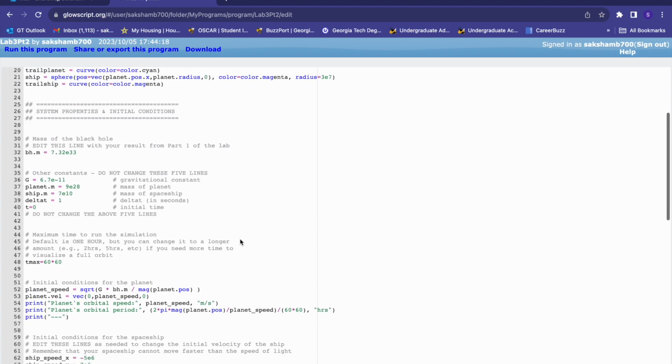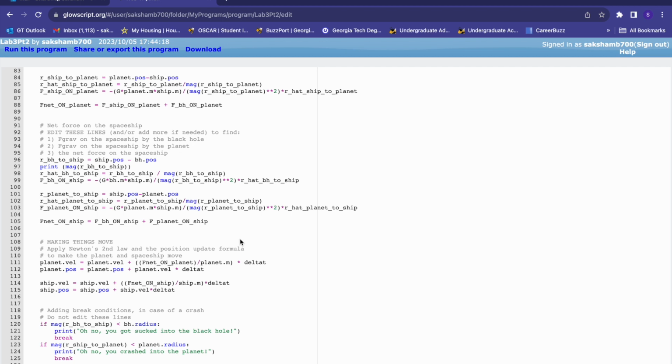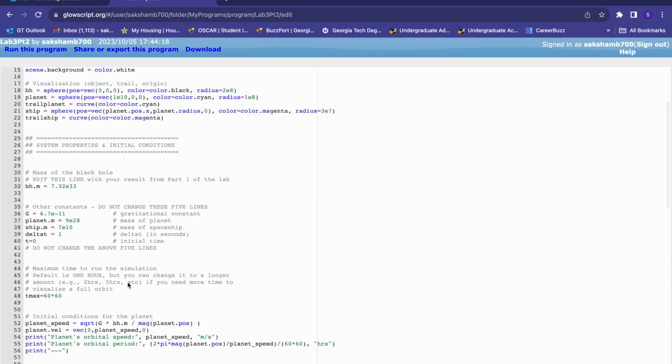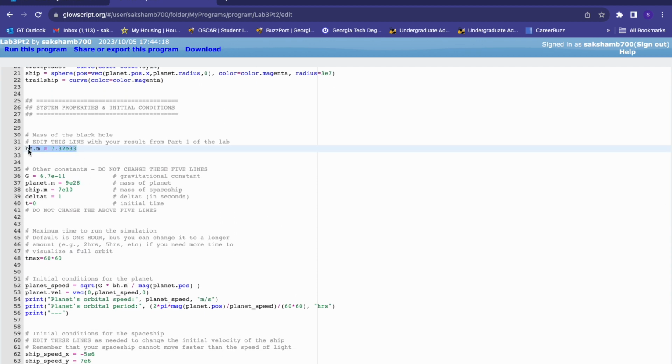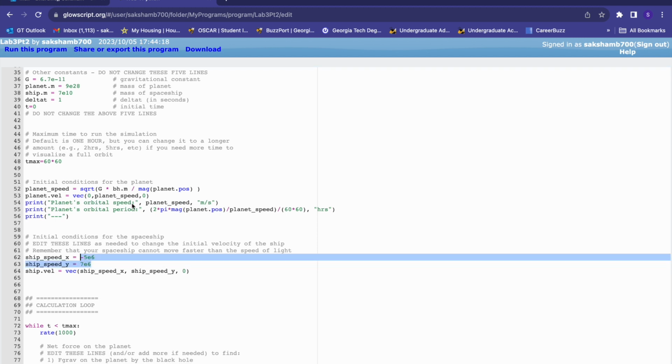All the physics properties and the equations apply, except now we're worried about three different bodies: the spaceship, the planet, and the black hole. As you can see, the mass of the black hole from the previous part was plugged in right here, BH.m. And I really just kind of messed around with the velocity until I found values in which the spaceship could escape the influence of the black hole safely.